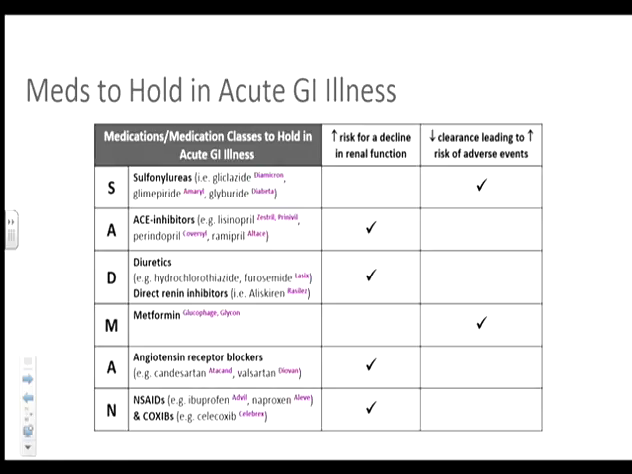So you see SADMANS, S, those sulfonylureas. Stop taking them, and that's because we're worried about hypoglycemia. ACE inhibitors, so your ramipril, hold those when you're feeling ill because we're worried about your kidney function. Diuretics, hold those when you're not feeling well, again, because of kidney function. Metformin, we want to hold that not because we're worried about your kidney function, but rather, again, the potential risk for lactic acidosis. And then we see our ARBs, and finally our anti-inflammatories, including Celebrex in there.